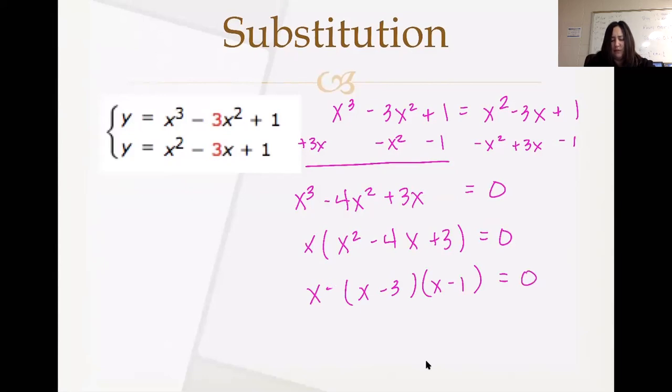Actually, I don't know why I put a square there. All right, so set each piece equal to 0. So we'd have x equals 0, x minus 3 equals 0, and x minus 1 equals 0.